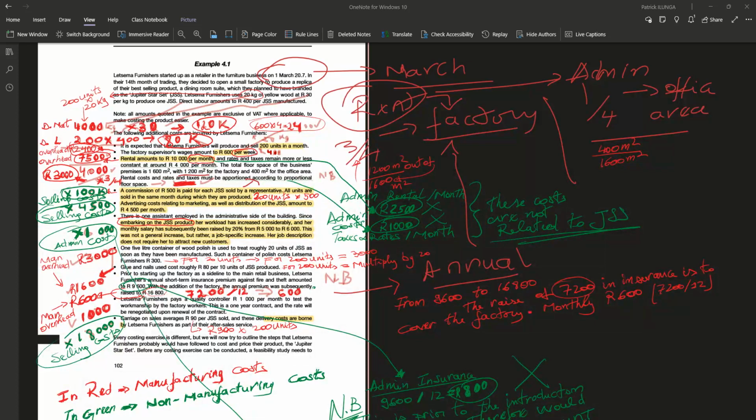On the first bullet, it is expected that the company will produce and sell 200 units. So the calculation is quite easy. Remember that 600 rand for the material multiplied by 200 units would provide us a total sum of 120,000. So for the direct material, 120,000.